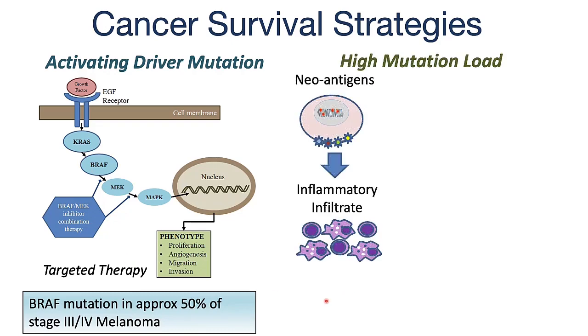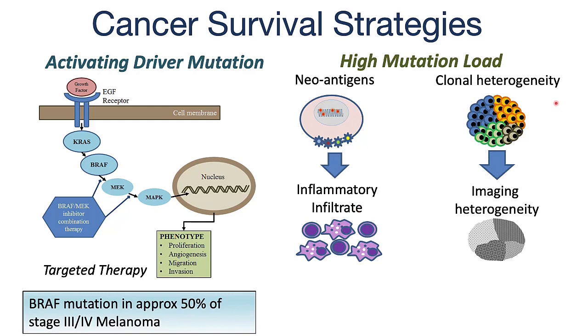But other tumours develop a biological advantage because they have a high number of mutations. Now, this has a number of effects. Some of these mutations will lead to proteins on the cell surface of the tumour, which are antigens, which will switch on an inflammatory infiltrate. And the other thing with a high mutational load is that the tumours will tend to have clonal heterogeneity. And if these clones are sufficiently different in their phenotype, we may be able to pick them up because of differences in their imaging characteristics.